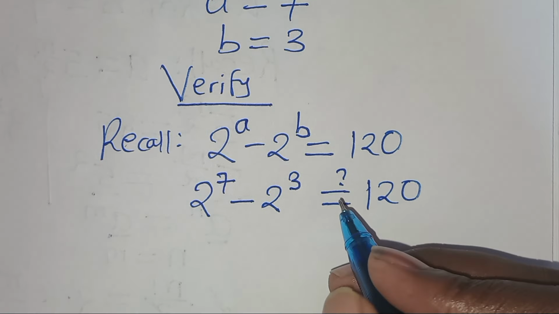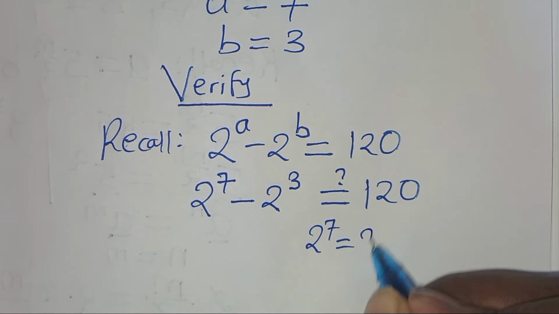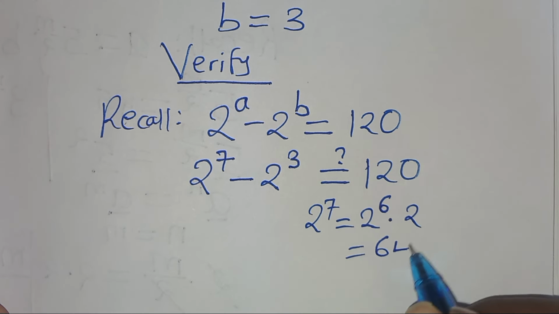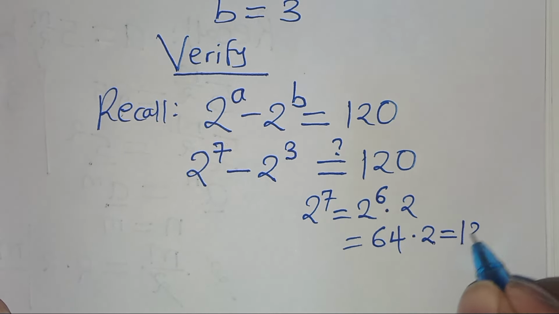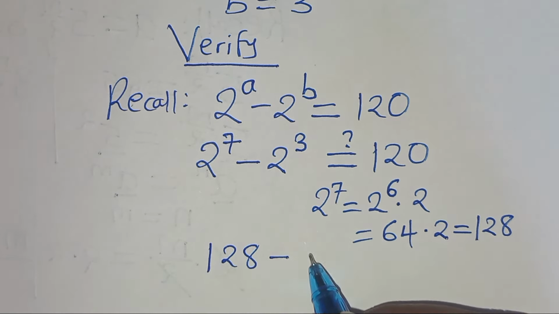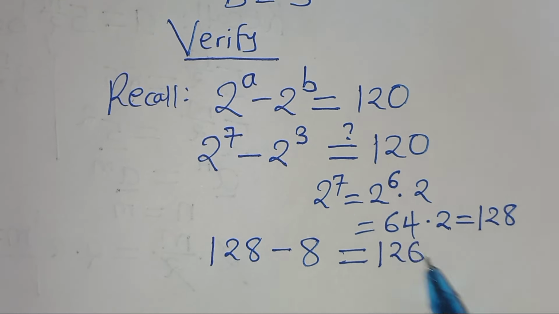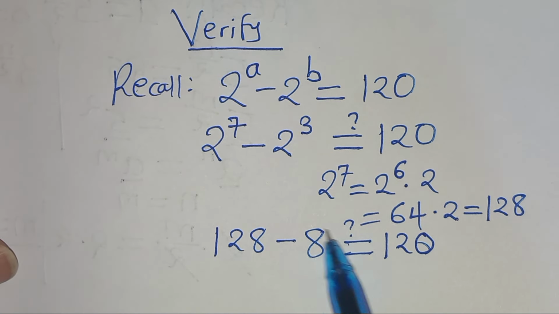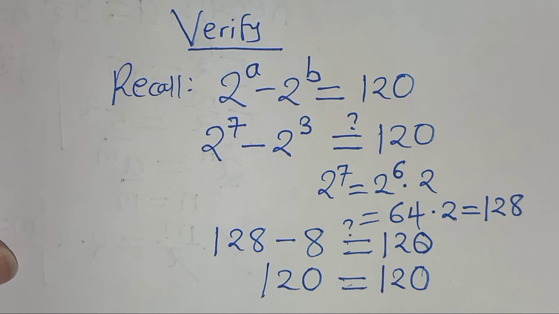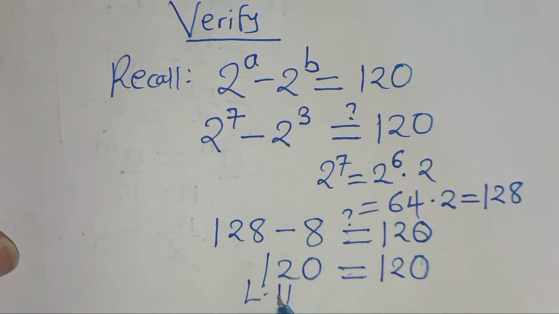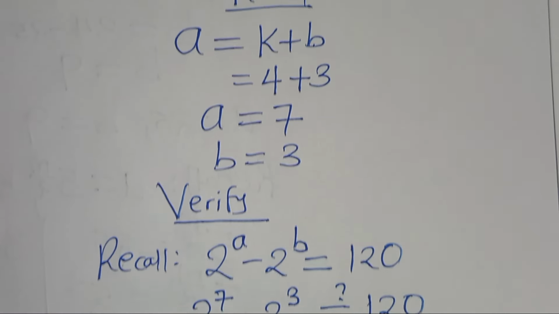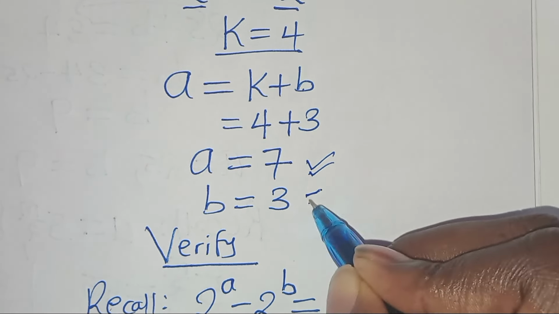So we have that 2 to the power of 7. This is the same thing as 2 to the power of 6 multiplied by 2. 2 to the power of 6, this is equal to 64 multiplied by 2, and this is equal to 128. So this implies we have 128 subtract 2 to the power of 3, and this is equal to 8, and this should give us a value of 120. So here we have 128 minus 8, and this is equal to 120. So this implies that the left hand side is equal to the right hand side. And this implies that the value of a and b satisfies the equation.